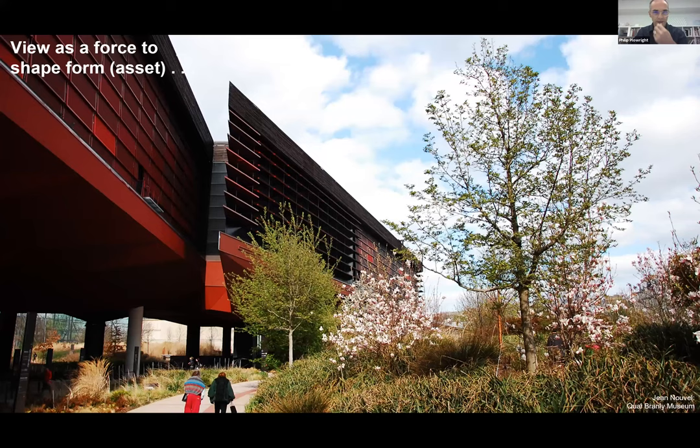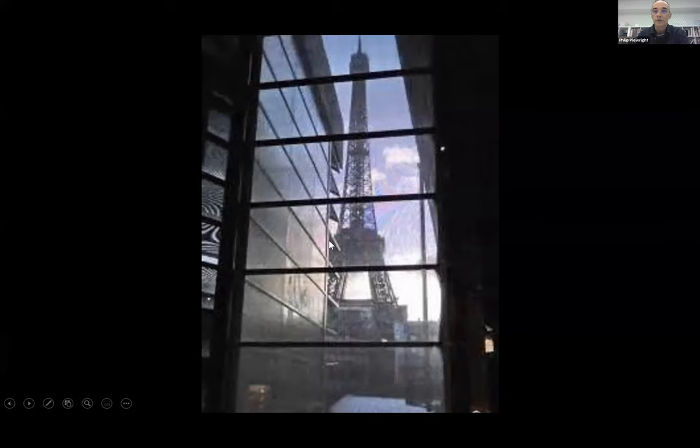Jean Nouvel did this Quai Branly Museum in Paris. There's a very, very strange cut in the building. It seems overly expressive. So, is this the whim and the will of the designer? It's actually developed through sight-based forces, because when you're on the inside of the building and you look out, you actually get a view of the Eiffel Tower.